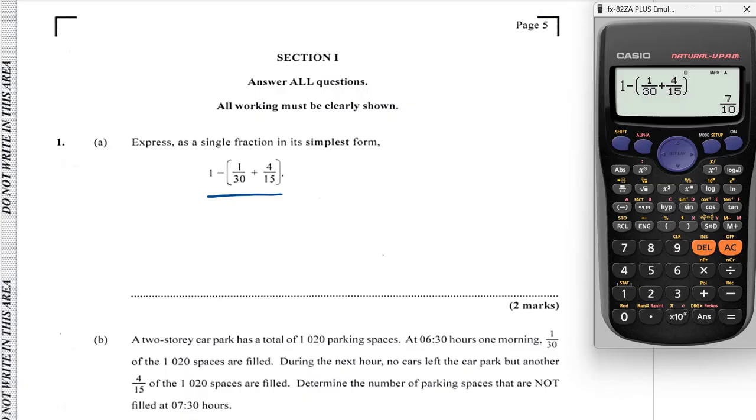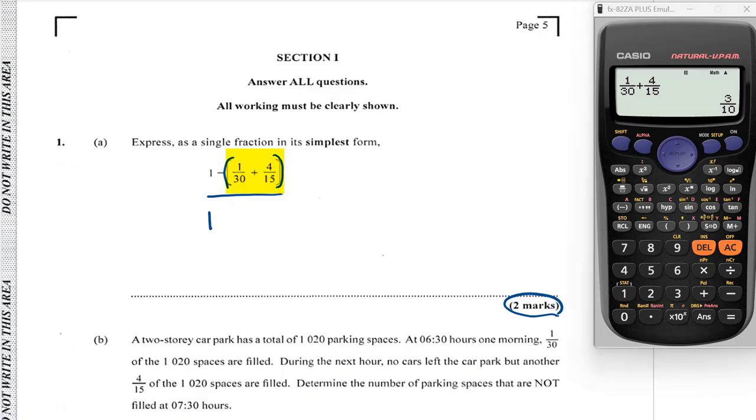Now the question is worth 2 marks, so just putting down 7 over 10 will not give us the full 2 marks. So that means we need to simplify the expression in the brackets. So if I enter in my calculator again, let's clear this. 1 over 30 plus 4 over 15, that gives me 3 over 10.